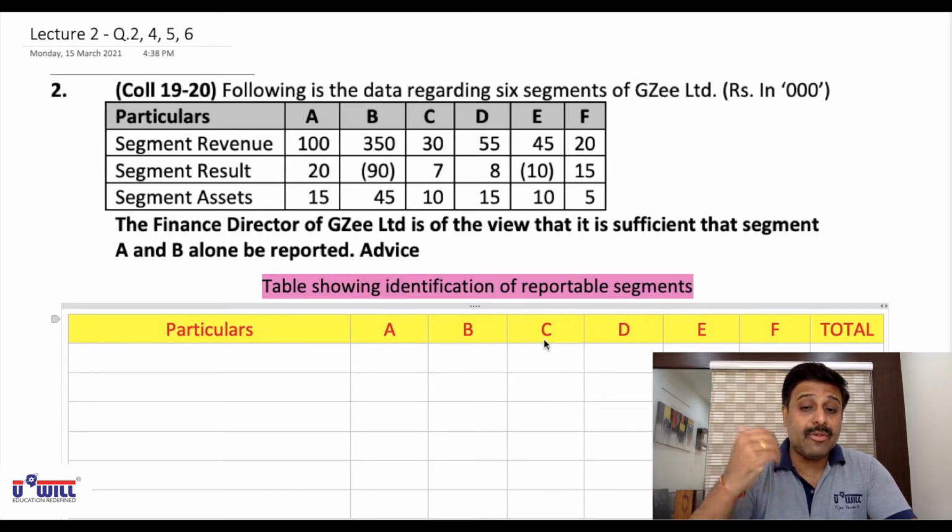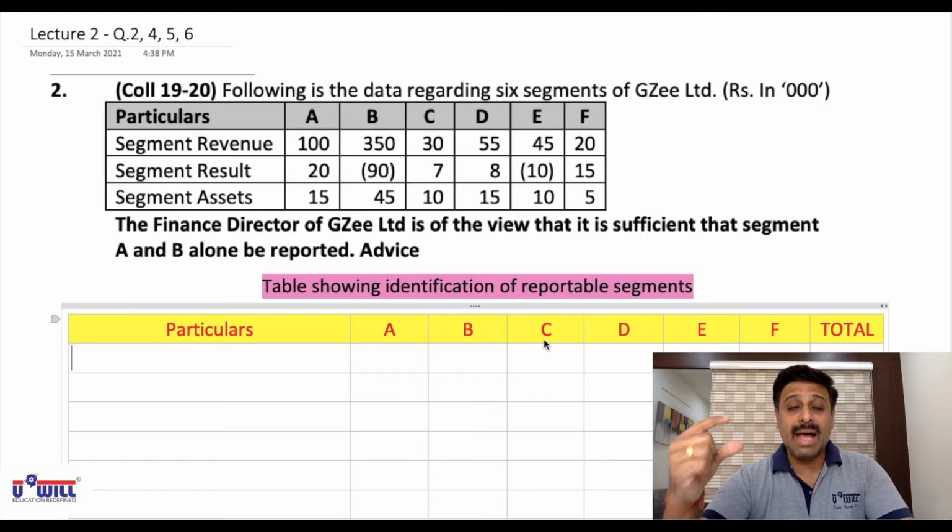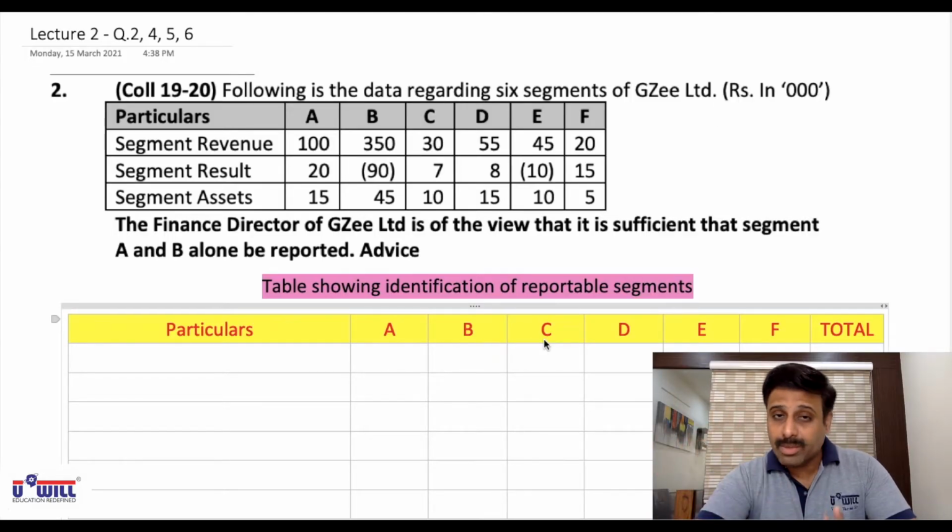Then we had seen the segment results condition. Here we discussed, first we'll take total profits of all the profit making segments separately. Then we'll take total losses of all loss making segments separately. And then we will take whichever is higher, absolute profit or loss ignoring the negative sign. Whichever segments have at least 10% of that, profit or loss whichever is higher, have to be reported.